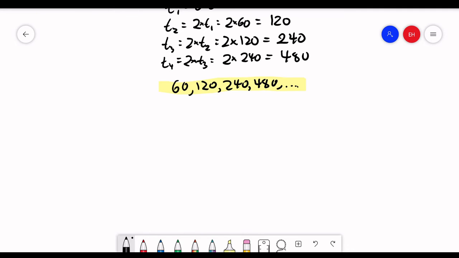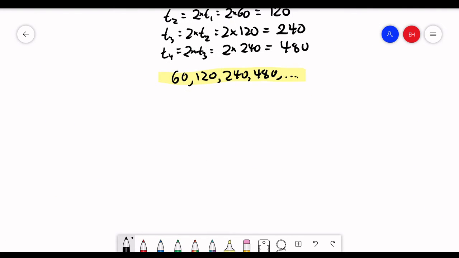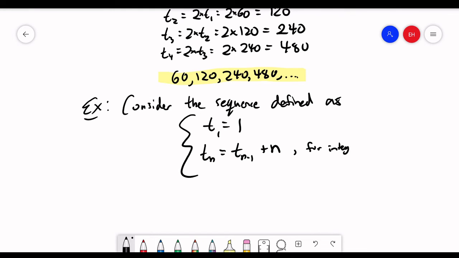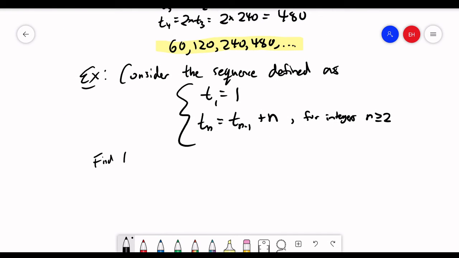Okay, let's look at another example. In this example, I want to show how sometimes it's easier to use the explicit formula than the recursive, so let's explore that. Okay, so first I'm going to define this sequence using the recursive. So first step, T1 equals 1, and then how do you get the current term from the previous term? Tn equals Tn minus 1 plus n for integers where n is bigger than or equal to 2, because n equals 1 is already taken care of in the first step.